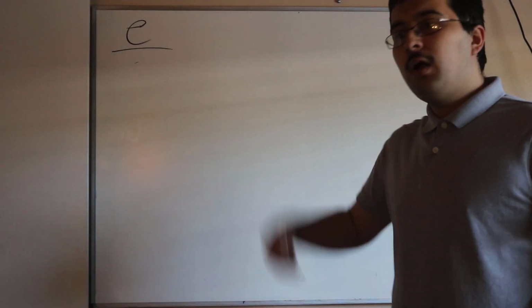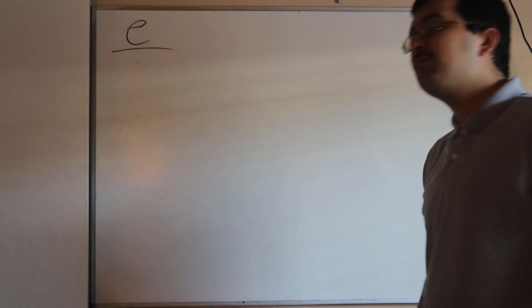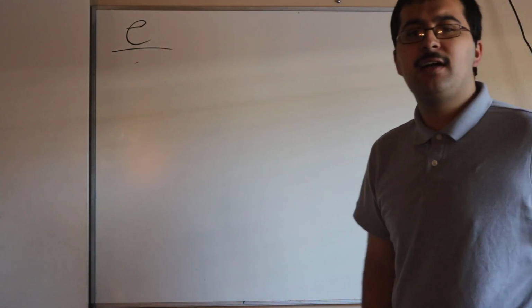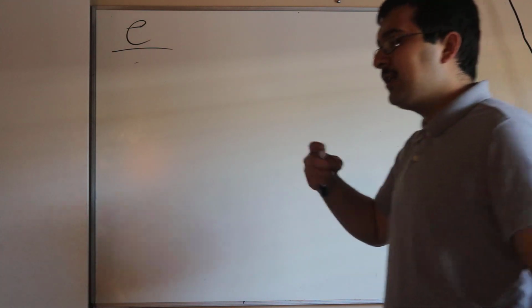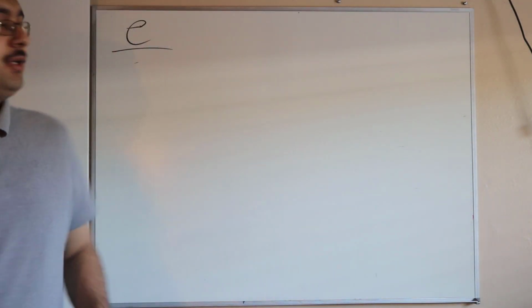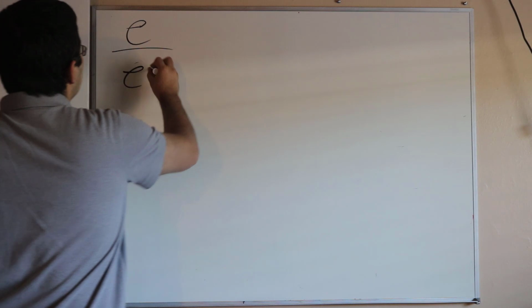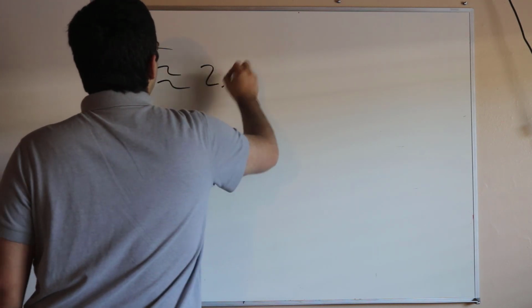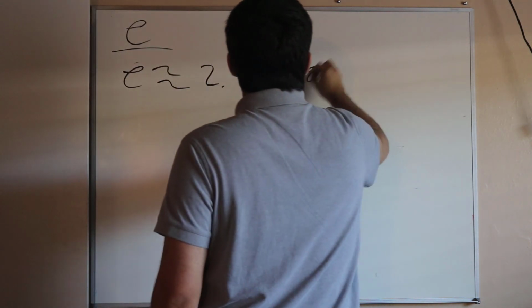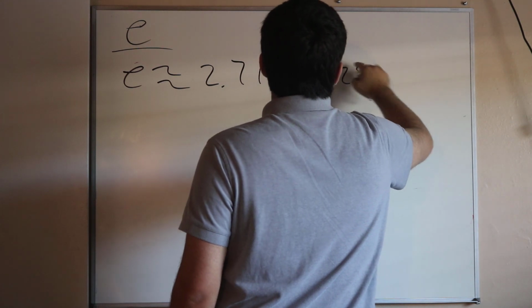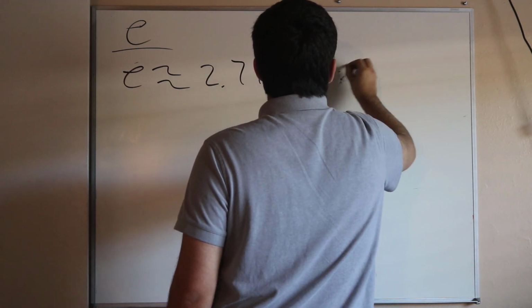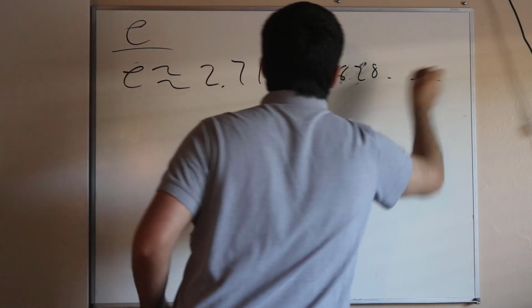So, okay, let's briefly talk about e. So e is like pi. It's a very special type of number, right? It's an irrational number. e is approximately the value 2.7182818, 1828, blah, blah, blah, right?